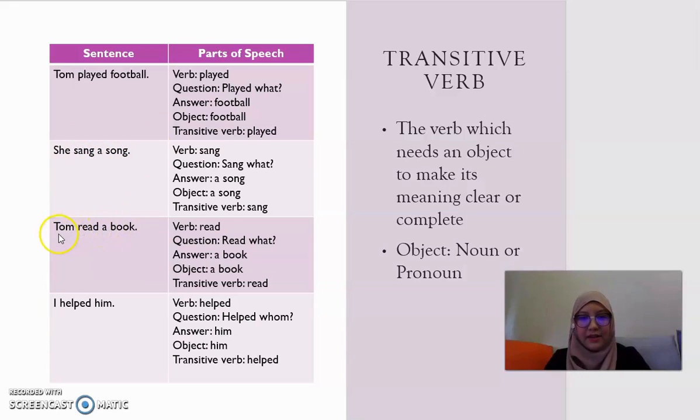Another example, Tom read a book. A book is the object, and read is the transitive verb. I helped him. Him is the object, and helped is the transitive verb.